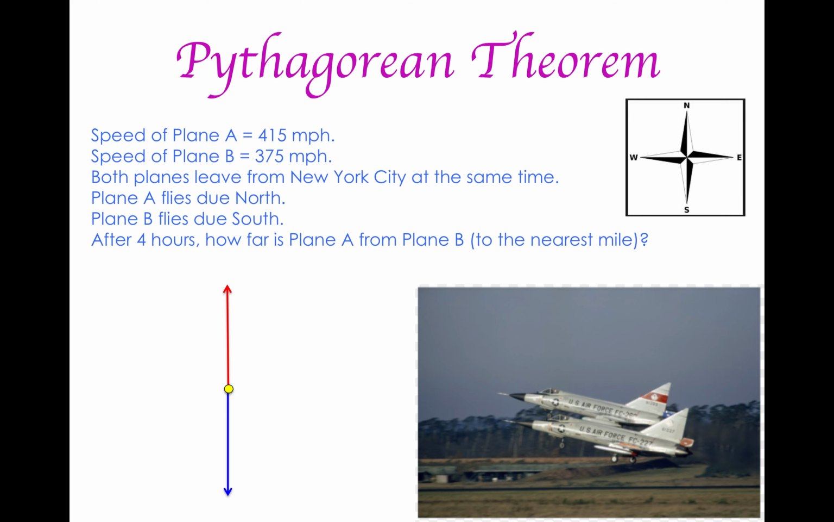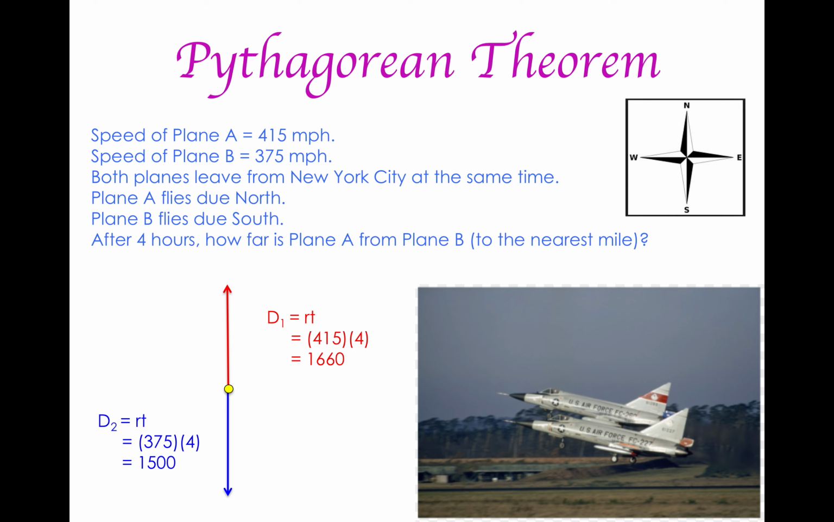When I draw this picture, okay, you have to think about north, south, east, west. What's our direction? You can see that plane A is my red line, and plane B is the blue line. They're going in opposite directions. Because they are going in opposite directions, it's a straight line. It's not 90 degrees. Therefore, I cannot use the Pythagorean theorem. This one is strictly just a distance problem, okay?